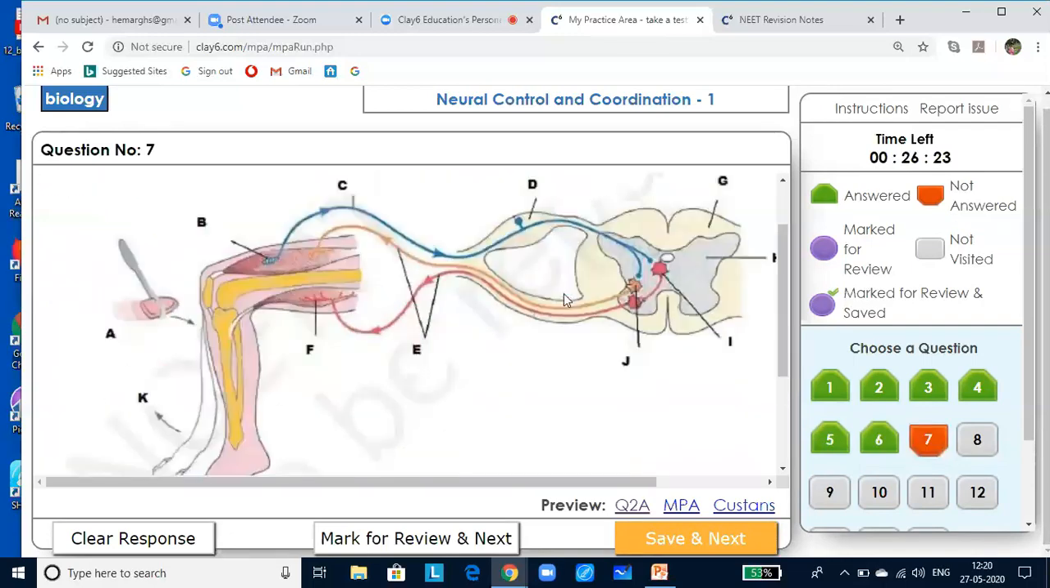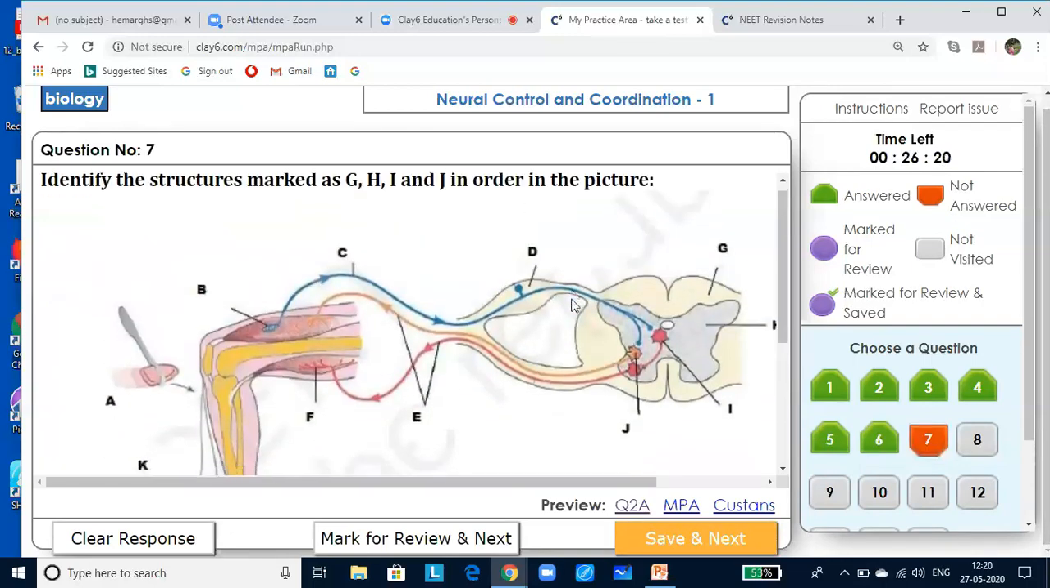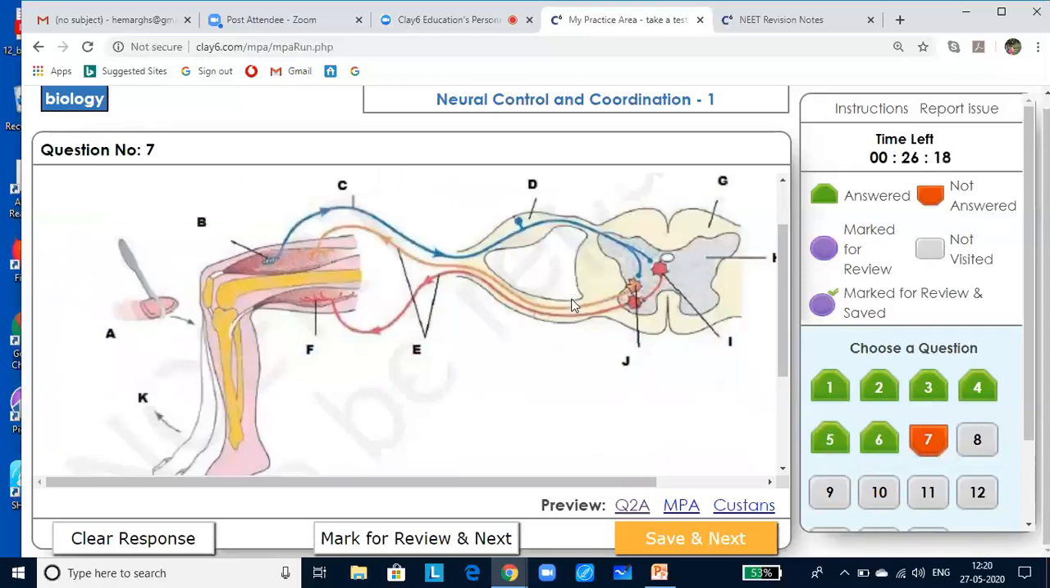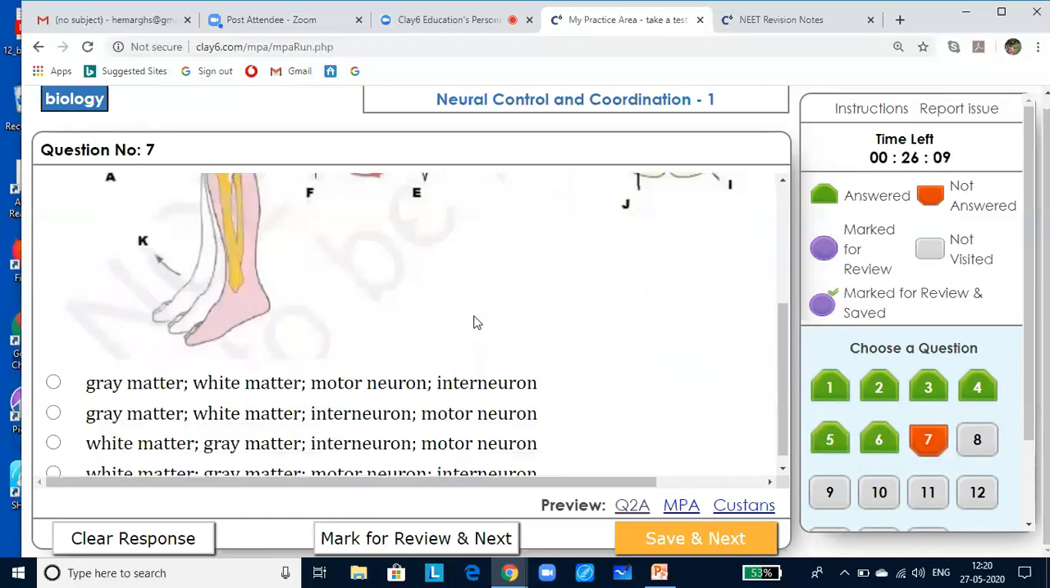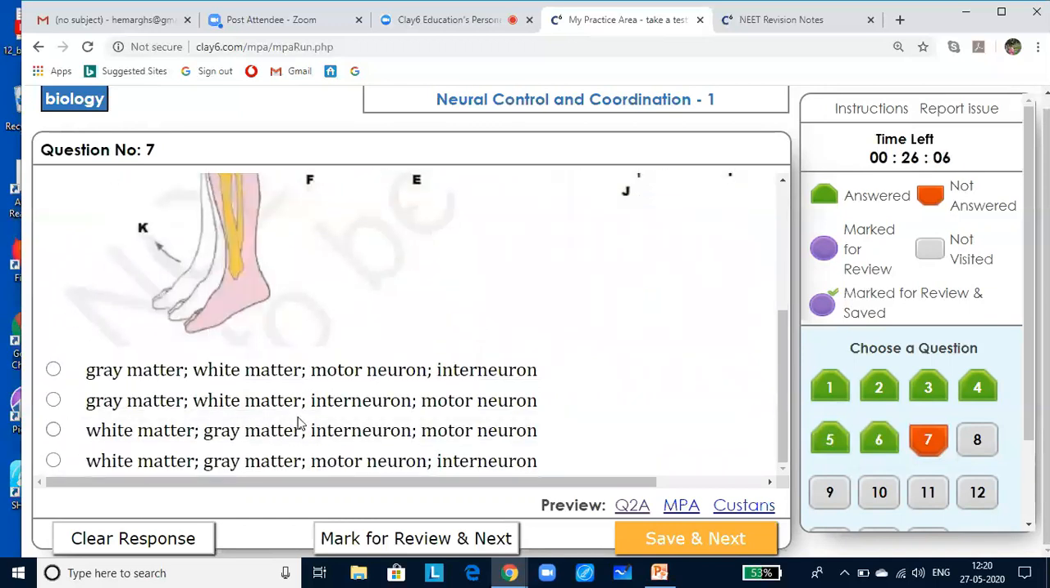Now identify the structure and mark G, H, I and J in the order of the picture. So this is going to be your reflex arc. So if you are looking at the picture, one is going to be gray matter, white matter, motor neuron and interneuron. So gray matter, white matter, motor neuron and interneuron. So A is the answer.